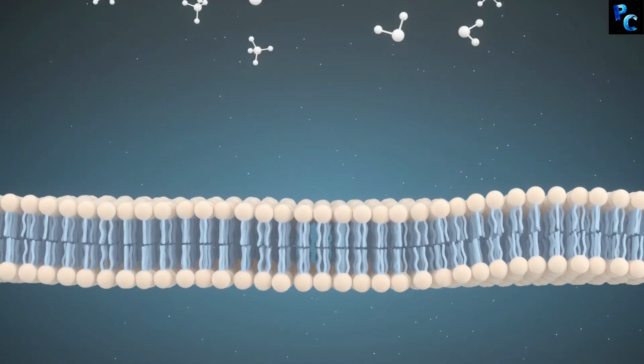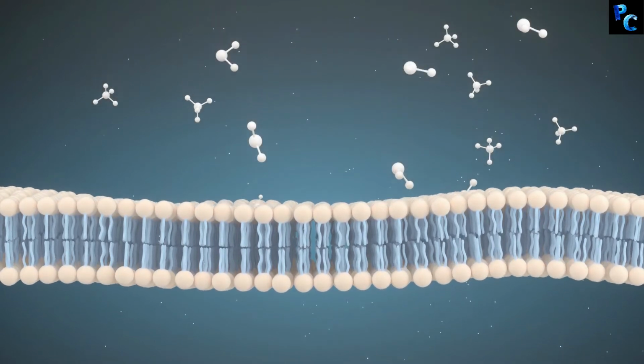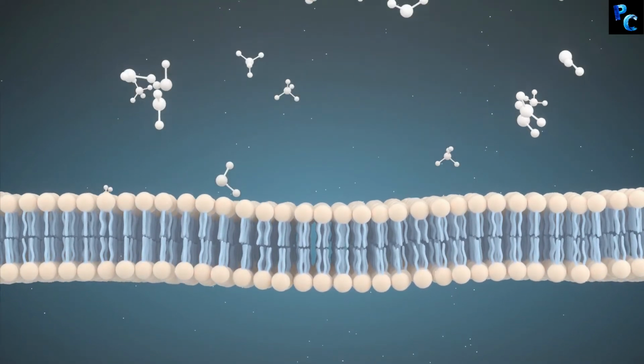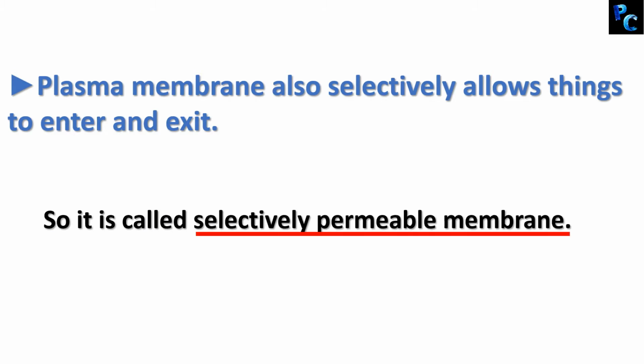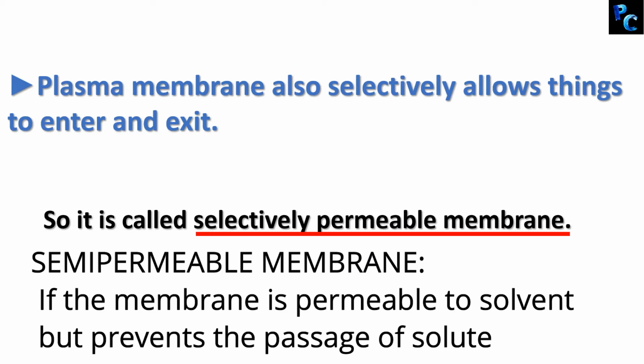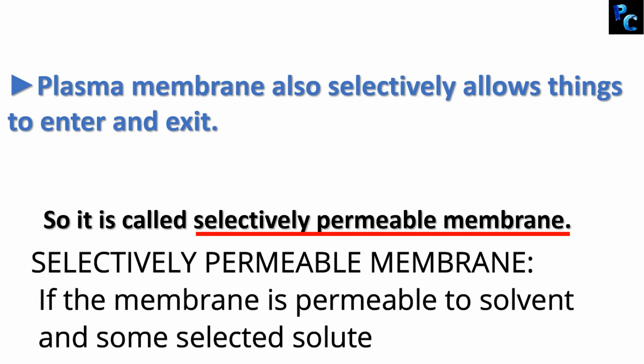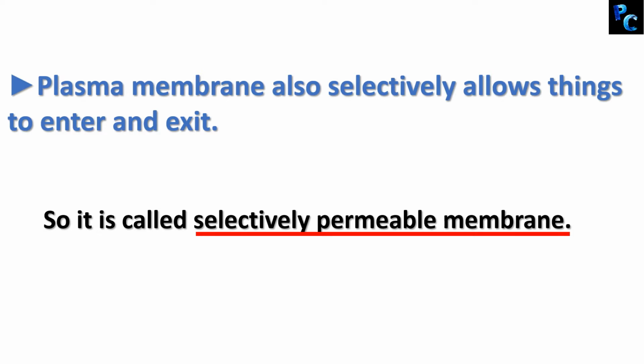In the same way, the plasma membrane needs to take food and water from the outside and also exit toxic things. Thus, the plasma membrane also selectively allows things to enter and exit. So, it is called a selectively permeable membrane. Remember, it is very similar to a semi-permeable membrane. A semi-permeable membrane is permeable to solvent but prevents the passage of solutes. A selectively permeable membrane allows the passage of solvent and some selected solutes. Hope now you know why the plasma membrane is called a selectively permeable membrane, because it can select.